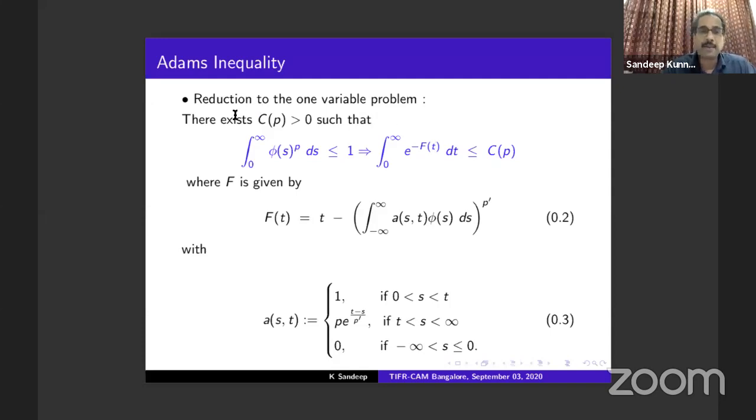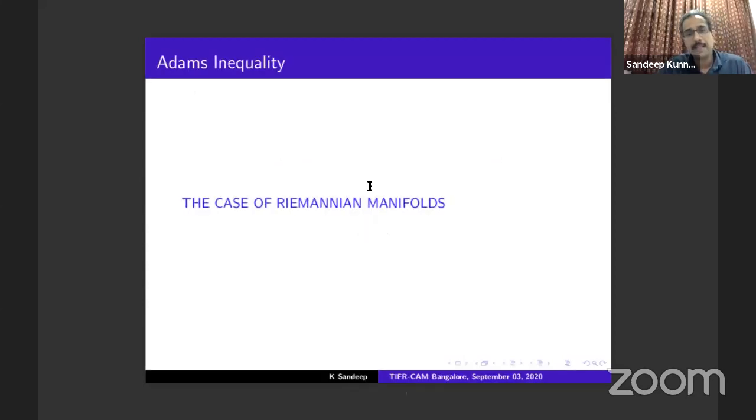It ended up with proving a one variable inequality, like there exists a constant Cp greater than 0 such that integral 0 to infinity of phi to the power p ds less than or equal to 1 implies integral 0 to infinity of e to the power minus F(t) dt is less than or equal to Cp, where F is given by this kind of a function. Okay, still there is a lot of work needed to prove this, but the problem is one dimensional, and there were already some works in this direction, and Adams was able to adapt those existing works to his situation, and he is able to prove that inequality. Okay, so that was basically the approach of Adams.